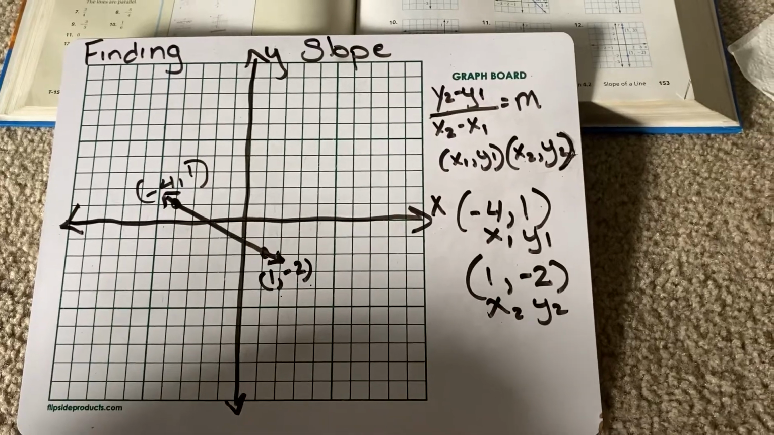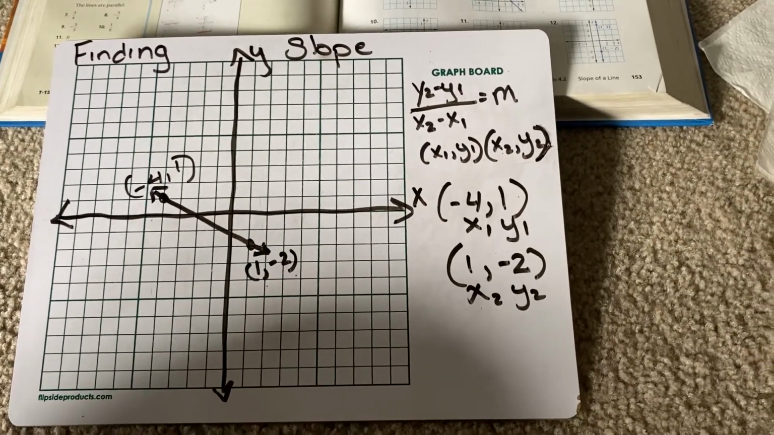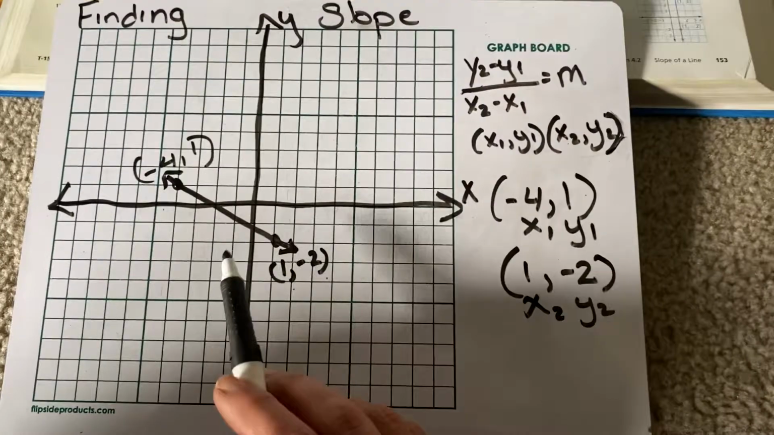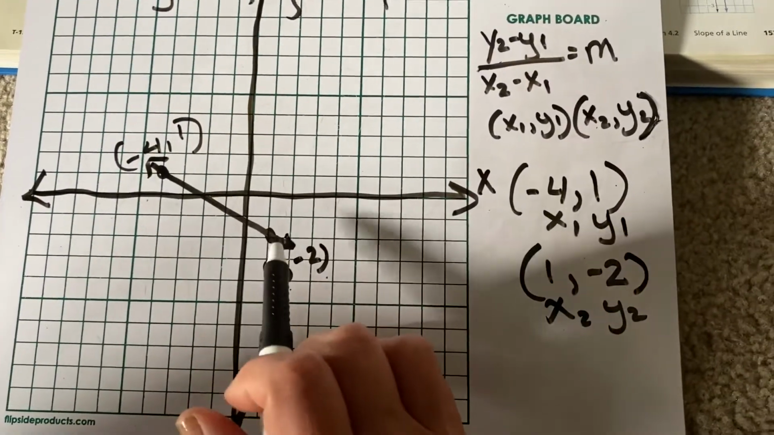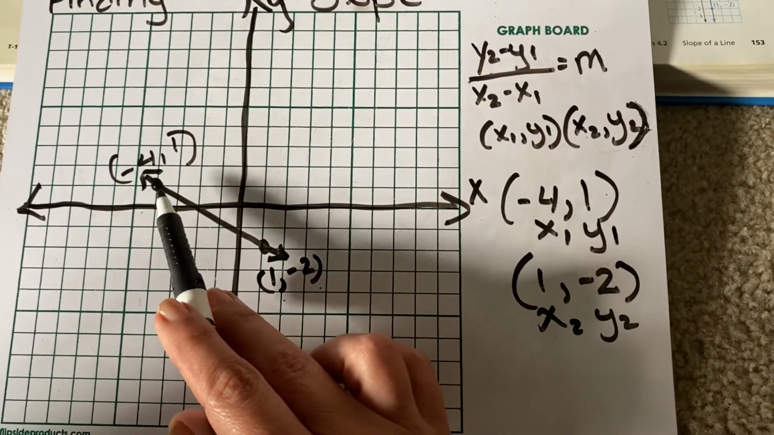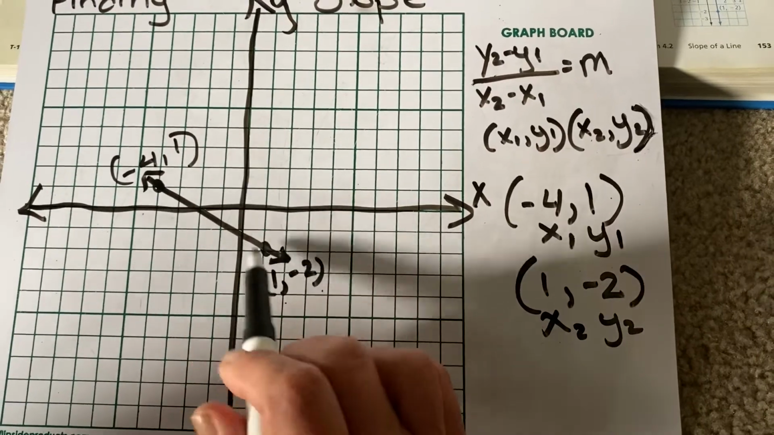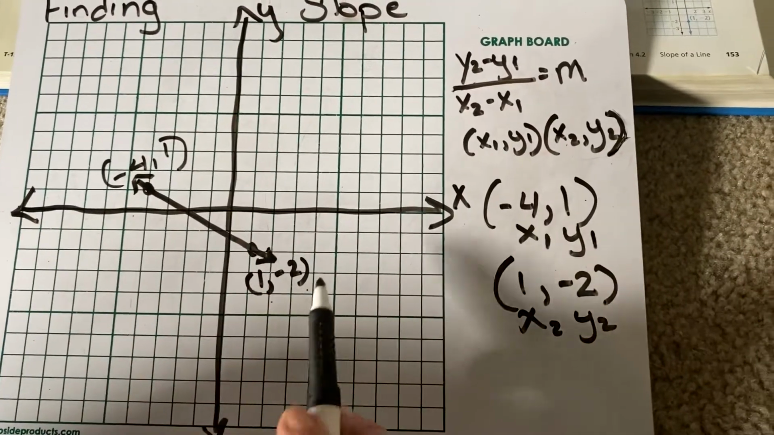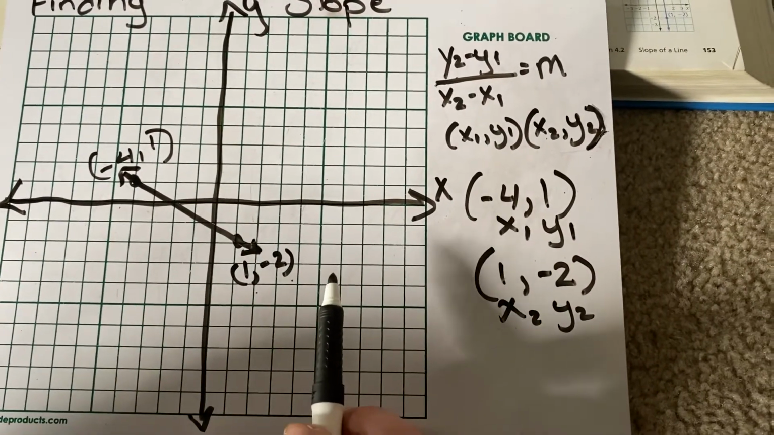Morning. Today we're going to find the slope of a line given 2 points. As you can see, I have a graph and I have 2 points indicated on this line. The line has a negative slope because it's going down from left to right. So when we find our slope, we should get a negative answer.